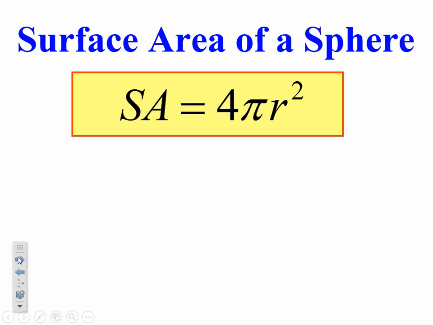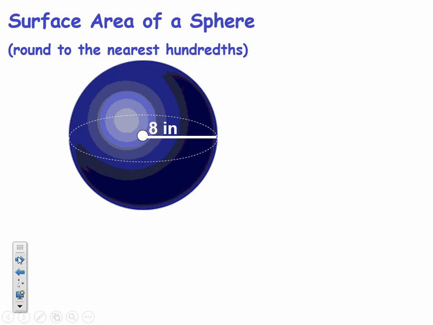So let's first of all get our formula into our foldable, where we have the surface area equals 4 pi r squared. This is the surface area formula for a sphere. Notice all you need is a radius, okay? Just an r. So let's look at one example of this. You may want to copy this one into your notes.